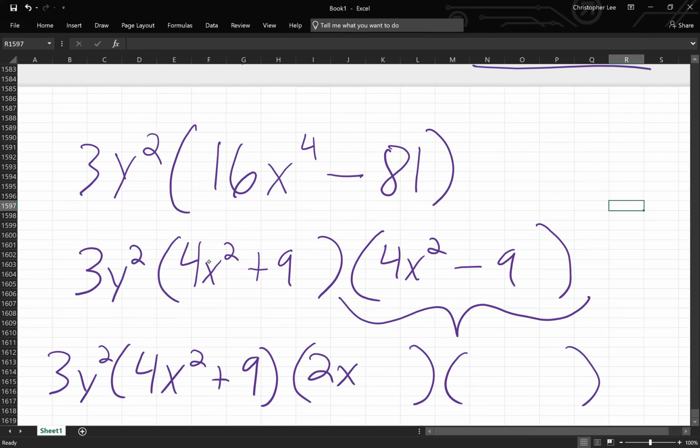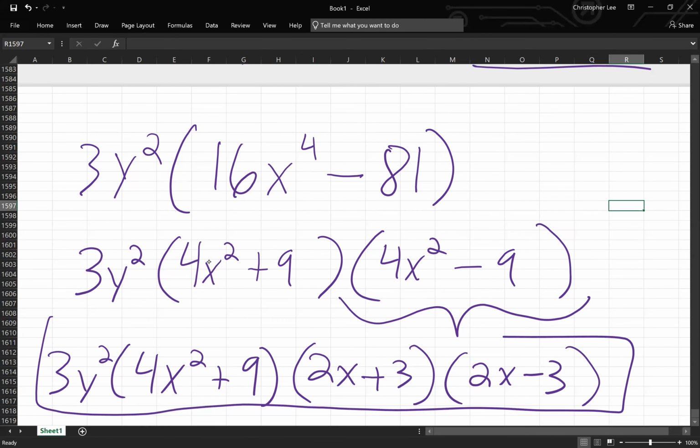2x, good. That's 3. What else? Excellent. This whole thing is my answer. All of that. Right? And that's factored completely.